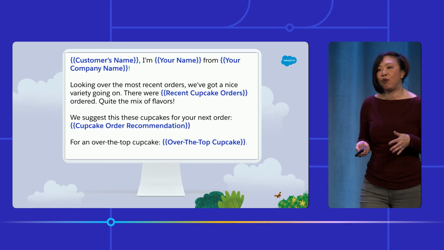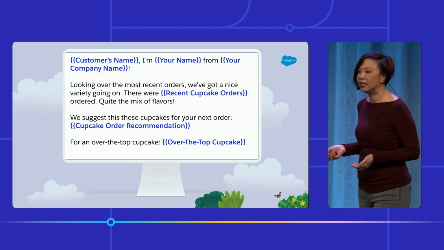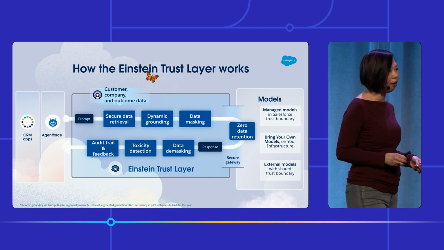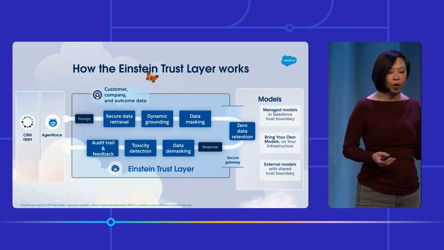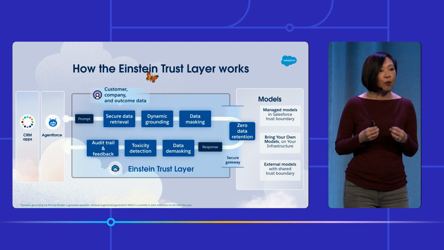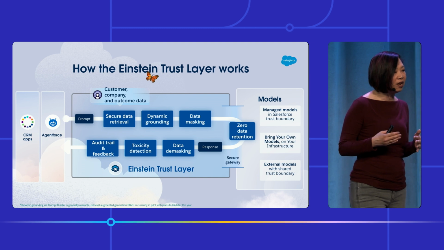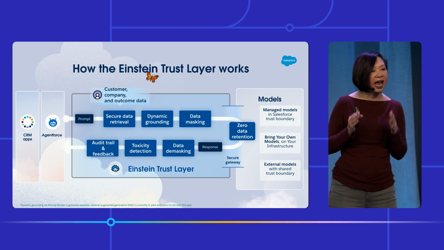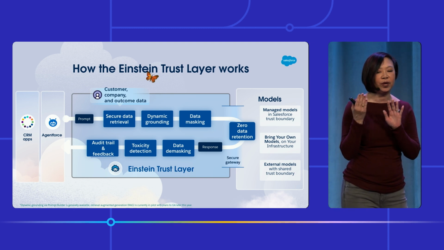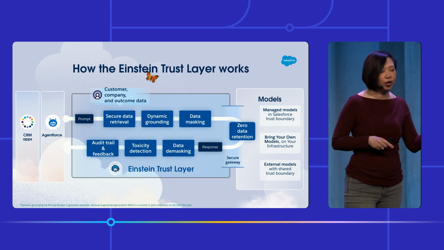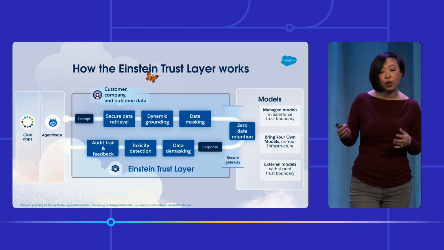So now that we talked about prompt engineering, let's talk about what happens under the hood with the Einstein Trust Layer, because trust is our number one priority. So it starts with a prompt. We're going to securely get your data. We're going to dynamically ground it. Now, we know that sometimes you have sensitive data, your PII, personal identifying information, and we're not going to send that to the LLM. So we're going to take that sensitive data, we're going to swap it with data placeholders. Now, we're going to send it to the LLM of your choice, whether you use the ones provided by Salesforce or you bring your own.